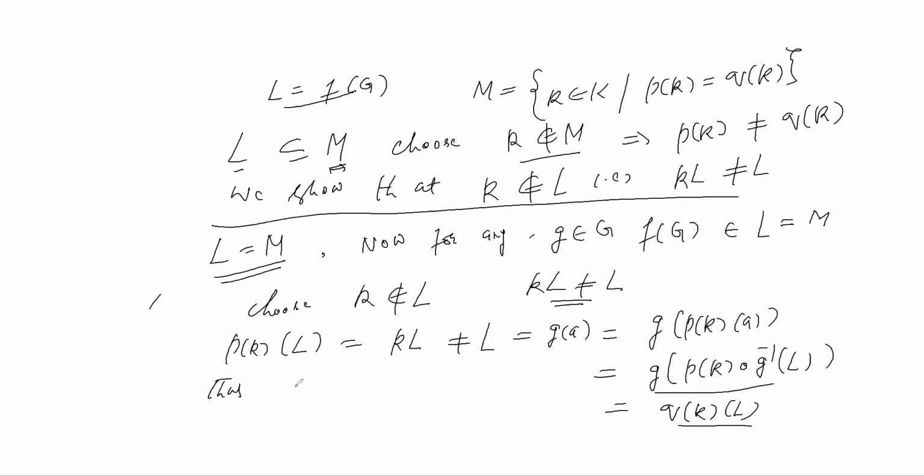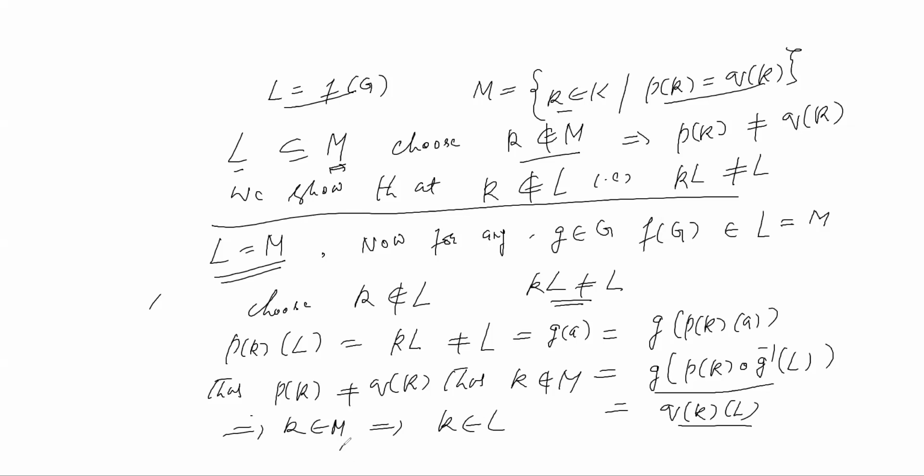So thus Pk is not equal to Qk. So this means what? It means K is not in M, because M में तो वो K है जहाँ Pk और Qk आपस में same है. So thus K is not in M. So this means K in M implies K in L. So M is contained in L. Yes, you are true. So L and M they are same now. We have done this.